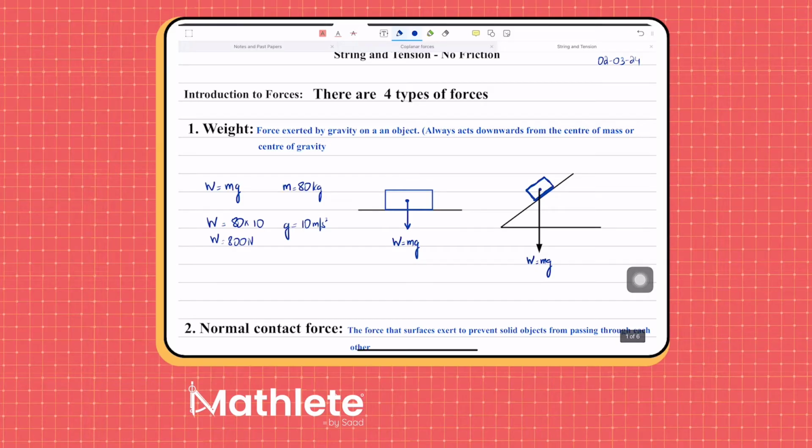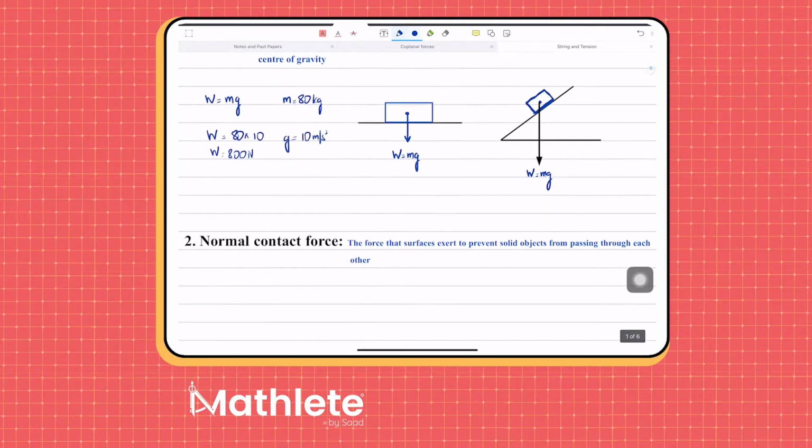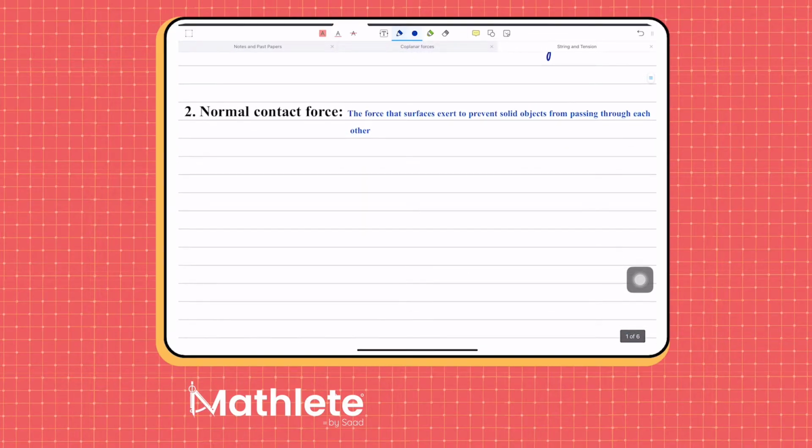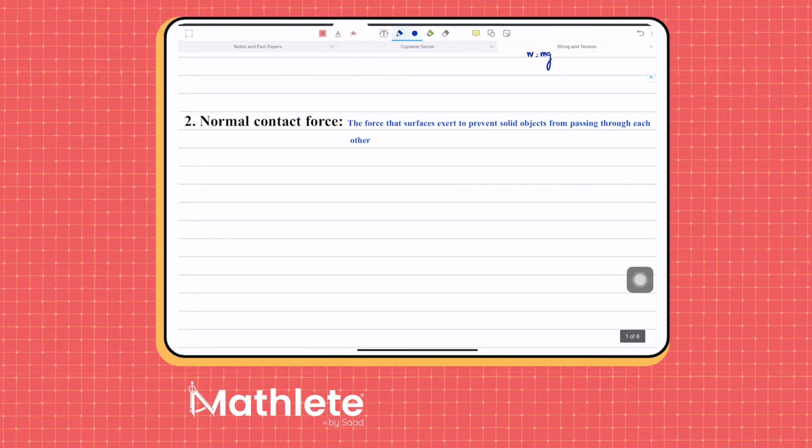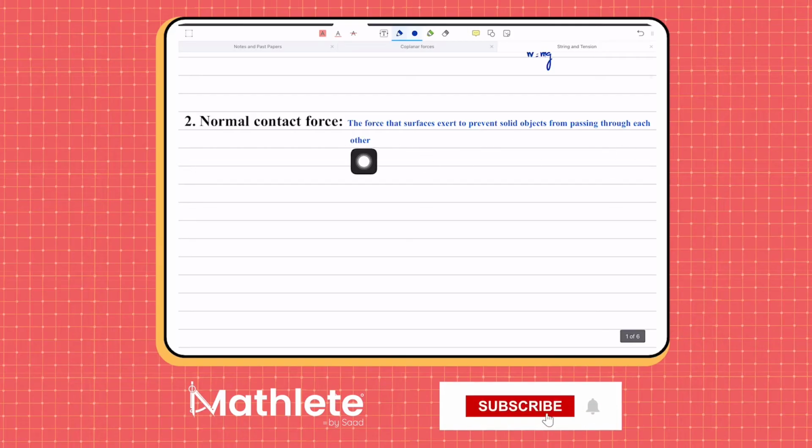Okay, for now just remember how weight is calculated and the direction in which weight acts. And that is, it always acts downwards. Then normal contact force. Now in this chapter, we're not going to be dealing with normal contact force very often, but it's still a good idea to understand what it is. So what's normal contact force? It's the force that surfaces exert to prevent solid objects from passing through each other.